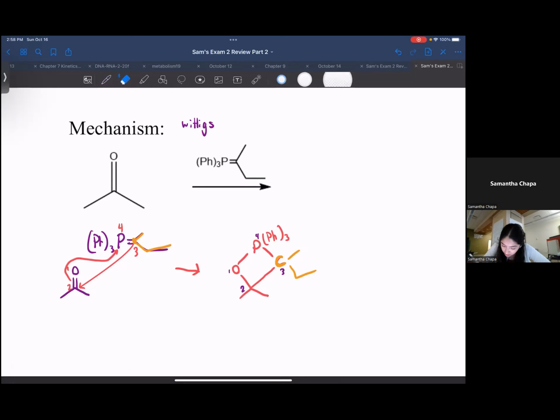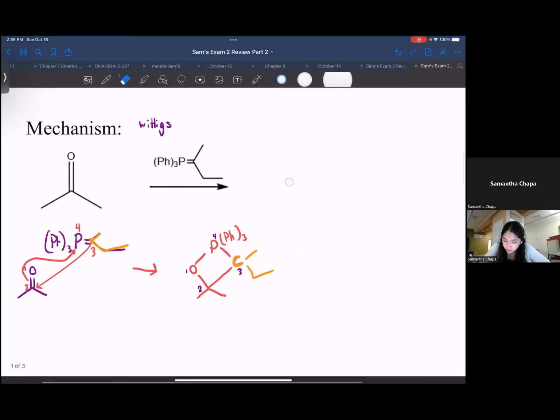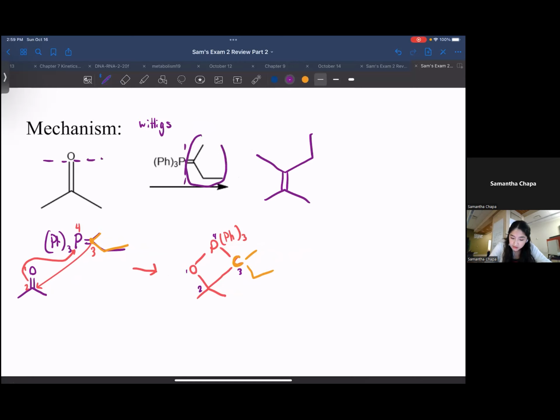I know that the end product is going to be this right here. Methyl and ethyl group again, because it's like what we did for the reactions page. We cut off the oxygen, we cut off the phosphorus, and we attach these 2 groups together. So I know that this is what my product should look like. So that's going to help you pretty much do your arrows for this mechanism.